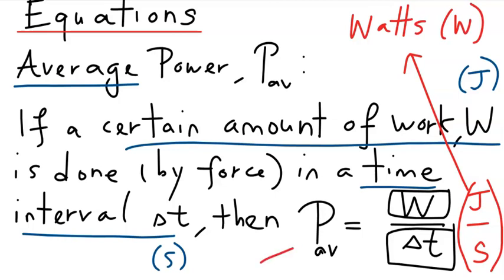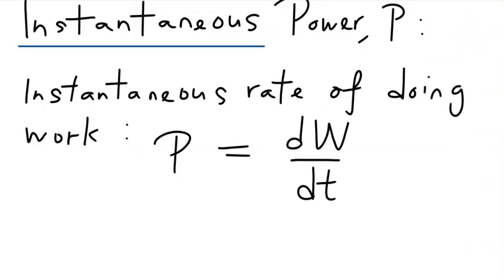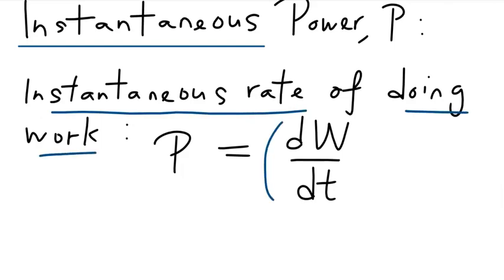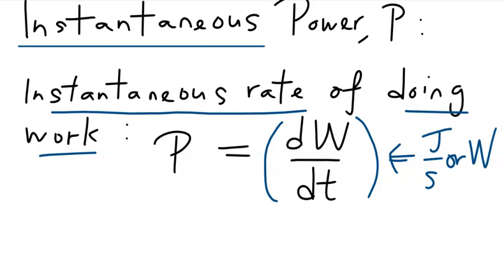So the concept of average power is pretty simple. The work done over the finite time interval. And what about instantaneous power? Now, instantaneous power is defined as instantaneous rate of doing work. So as you can see, it is given in the form of derivative, time derivative of work done. And as always, it's pretty clear that the unit is joules per second or watts.